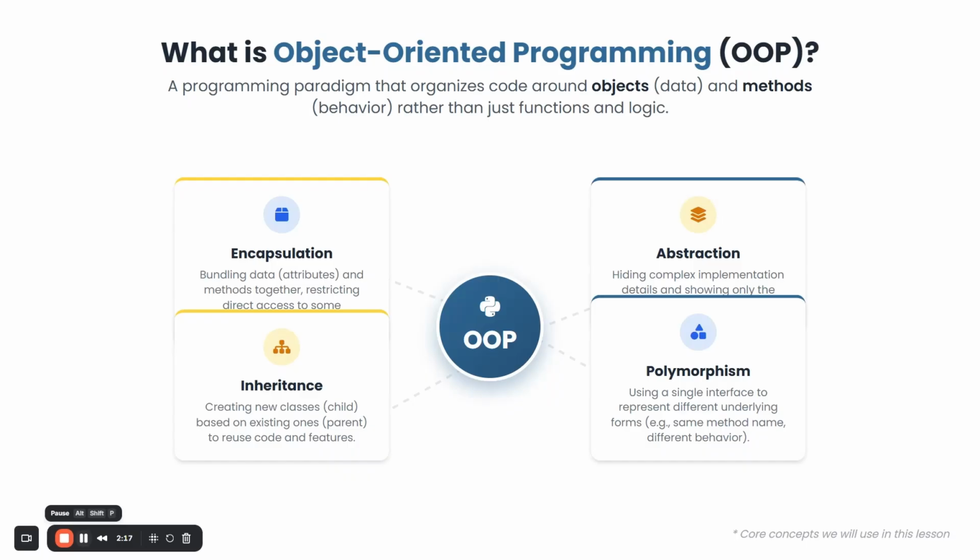What is polymorphism? Polymorphism means the same method name, different behavior. The same function can work differently depending on the object that calls it. That is all about the main pillars of object oriented programming.